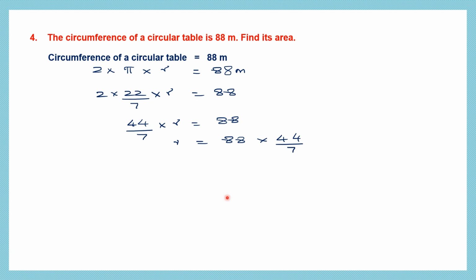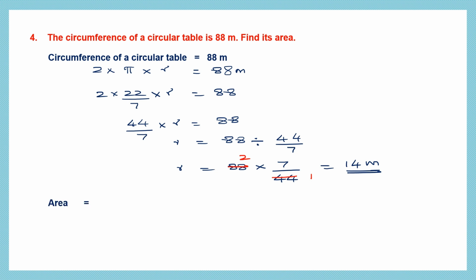When it comes to this side, it changes to division. So let's change this to division. So this is now divided by 44 by 7. So r is equal to 88 into 7 by 44. Now we can cancel 44 ones and 44 twos. Now 2 sevens are 14. So now we have found the radius. Radius is 14 meters.